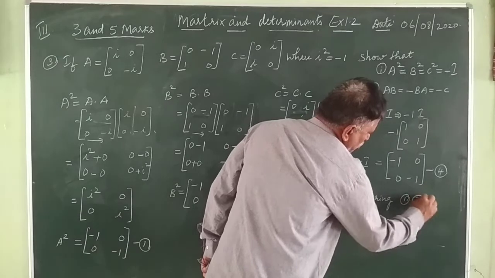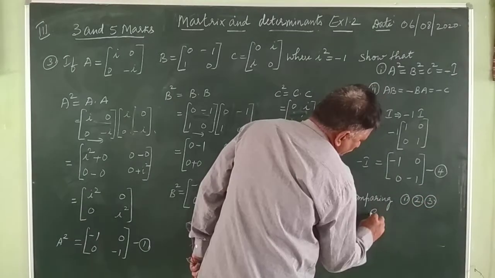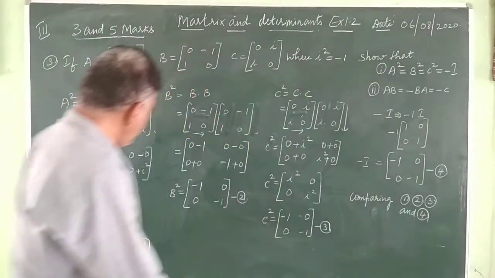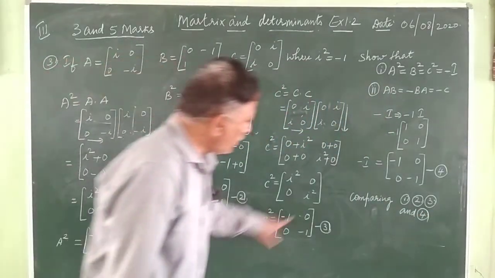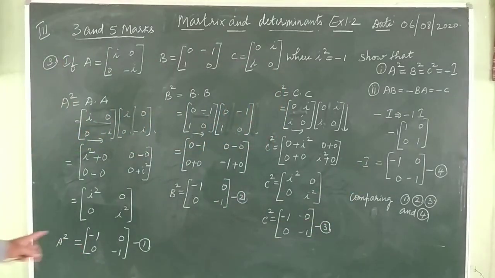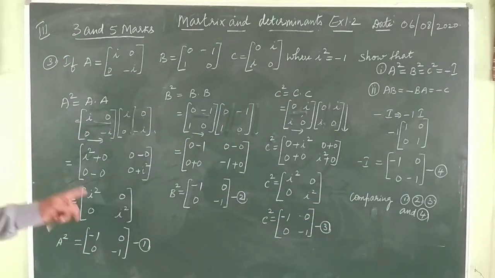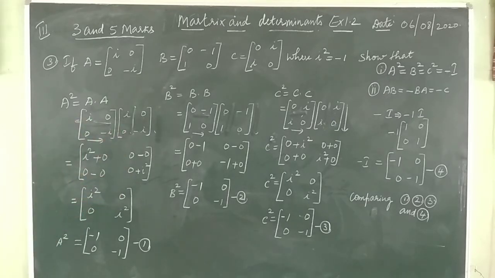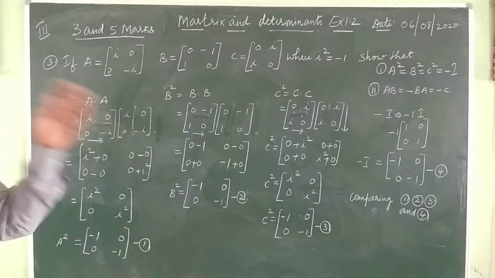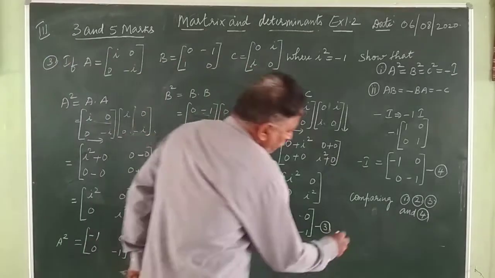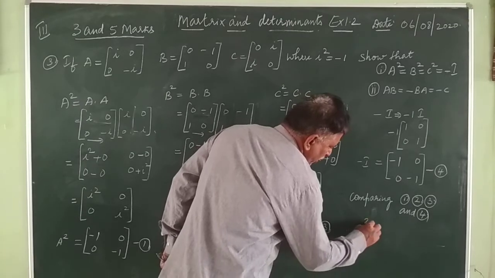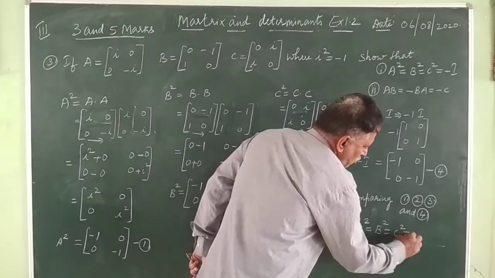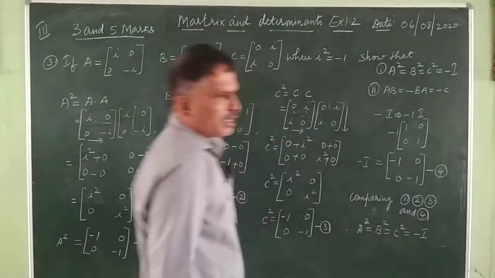Comparing 1, 2, 3 and 4, you check all the matrices, A square matrix or B square matrix or C square matrix or minus identity matrix. All the values are same, corresponding elements also same. So therefore I can write A square is equal to B square is equal to C square, which is equal to minus. Hence it is proved.